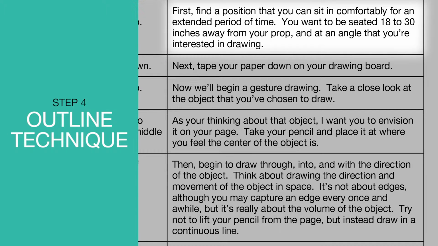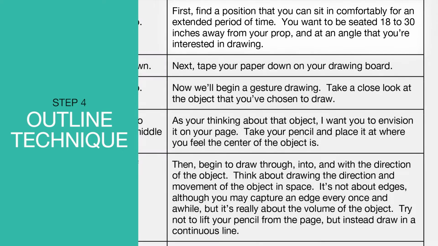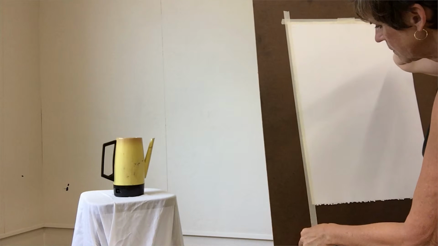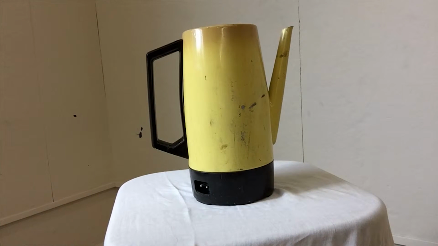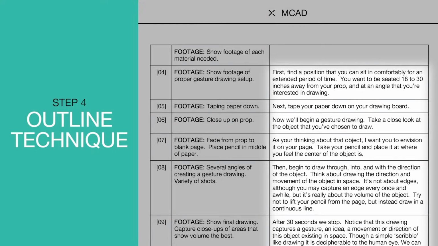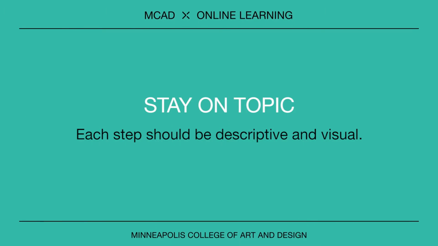For example, in our drawing video, we first instruct our viewer to find a comfortable seating position for extended periods of drawing. We then instruct them to tape their paper down and begin looking closely at the object they've chosen to draw. From there, we continue on with more detailed steps on gesture drawing. Think about your goal and stay on topic. Each step should be descriptive and visual.